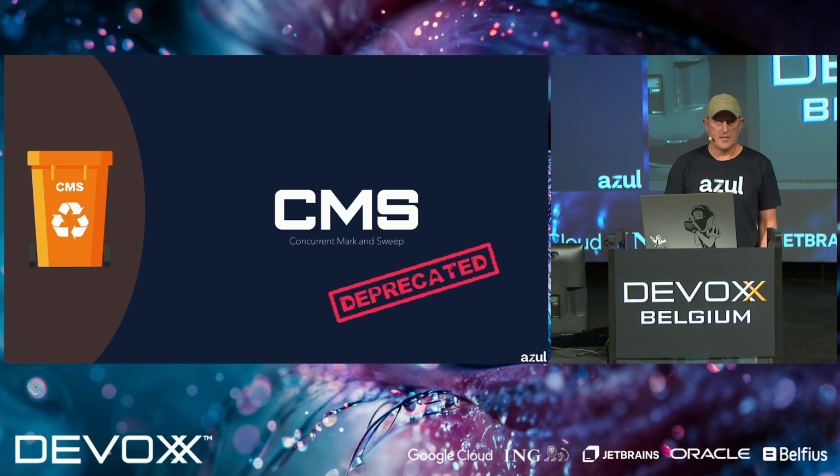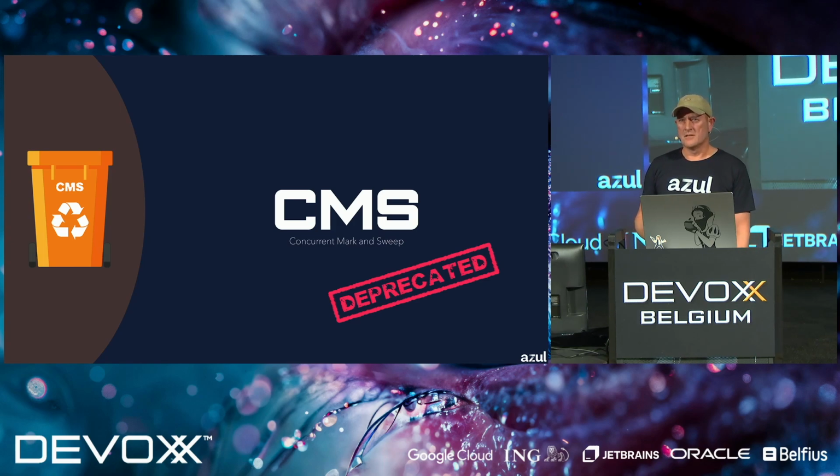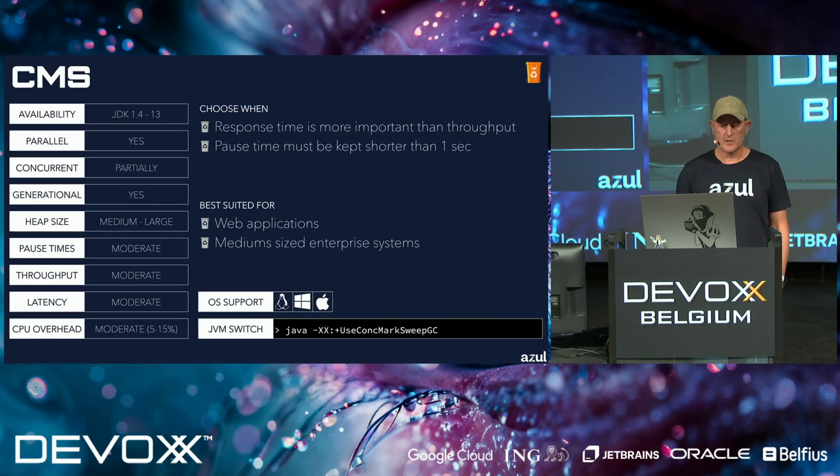That leads me to CMS. Who remembers CMS? Oh, quite a few. Because this one is already deprecated. So in the current JDKs, you can't even select it anymore. It's a concurrent mark and sweep collector. That was made to have predictable pause times, right? Below a second. I think that was the aim that they tried to reach.